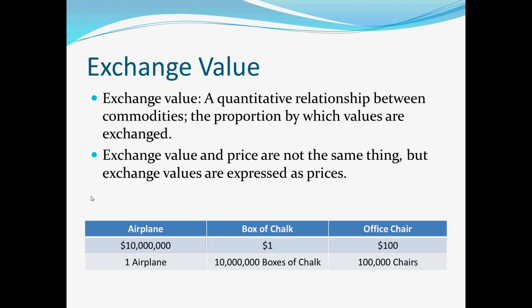So we say there's a quantitative relationship between commodities. We're saying that we're going to reduce the commodities, we're going to reduce the item to numbers. And in this case, the numbers are really going to be expressed as prices. Now, exchange value and price are not the same thing, but exchange values are expressed as prices. So with exchange value, we're thinking in terms of quantitative relationships, not qualitative.